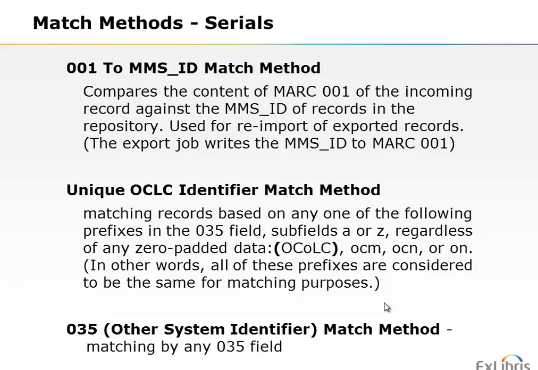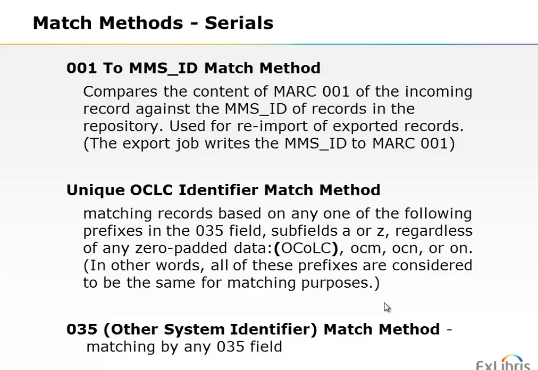The next match method is the unique OCLC identifier match method. This matches records based on any one of the following prefixes in the 035 field, either subfield A or Z, regardless of any zero padded data. In other words, any zeros that may appear in the 035 after the prefix will be collapsed and normalized for matching purposes.